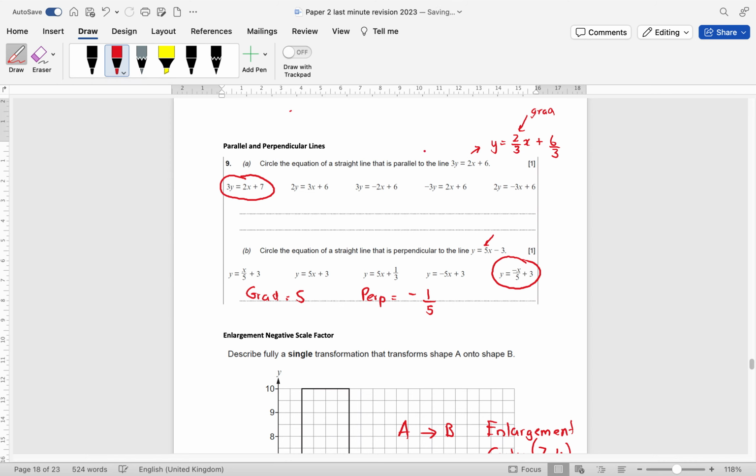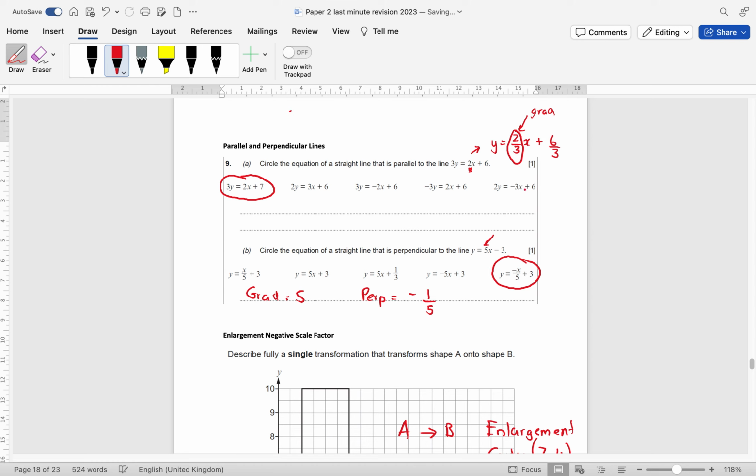Last stretch here, okay? So this is parallel and perpendicular lines. We revised it, okay? To be parallel, the lines need to have the same gradient. The gradient of this line isn't 2, even though it's a 2 before the x. I have to divide it by 3. The gradient of this line is 2 over 3. The y-intercept is 6 divided by 3, which is 2. Don't need that here. To be parallel, I'm looking for another one with the same gradient.